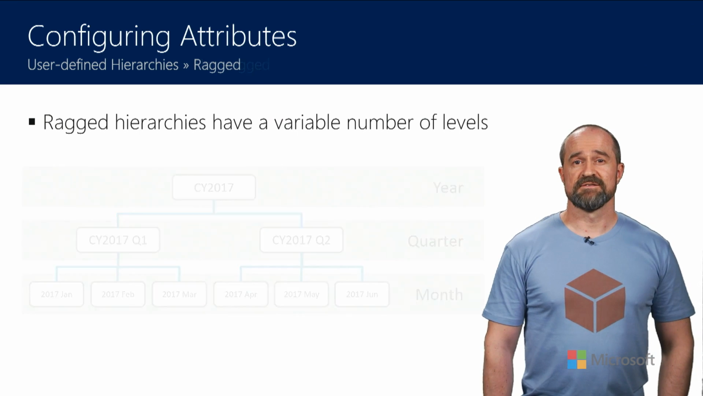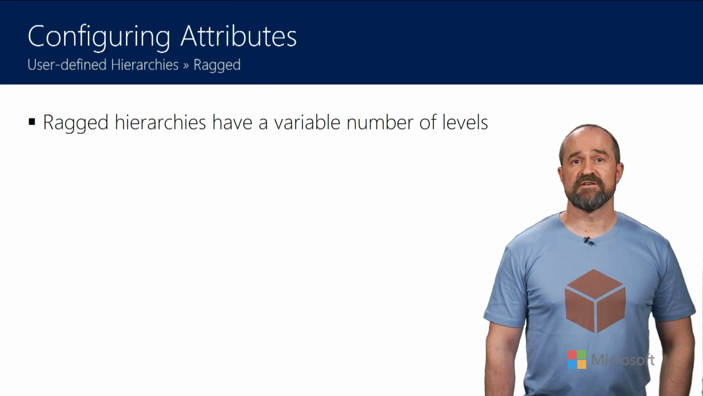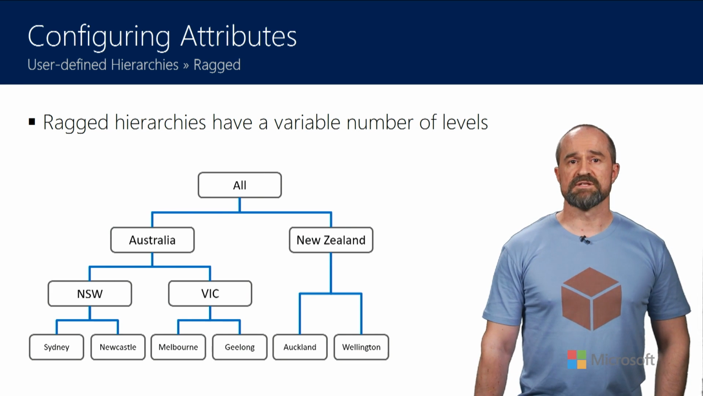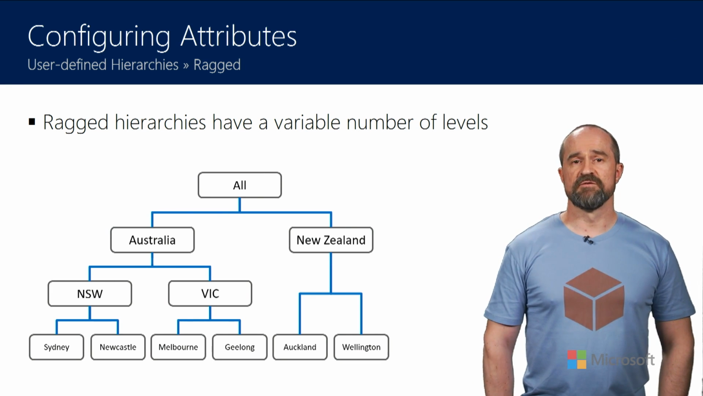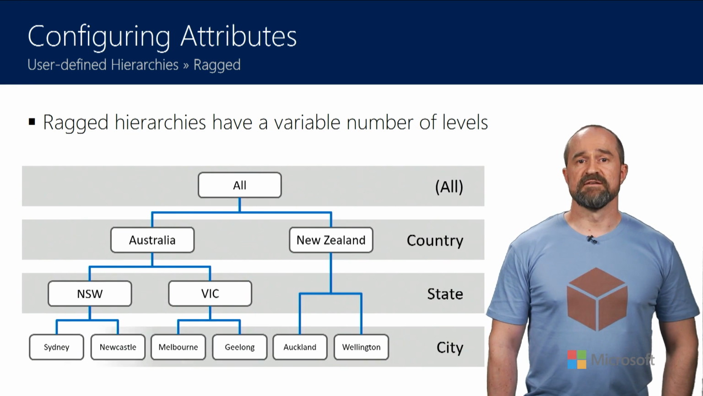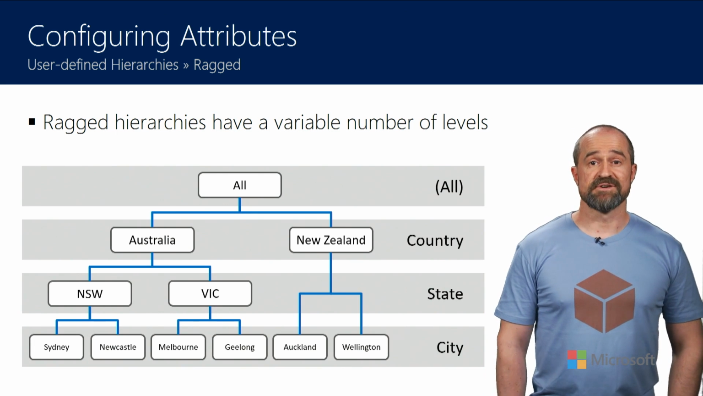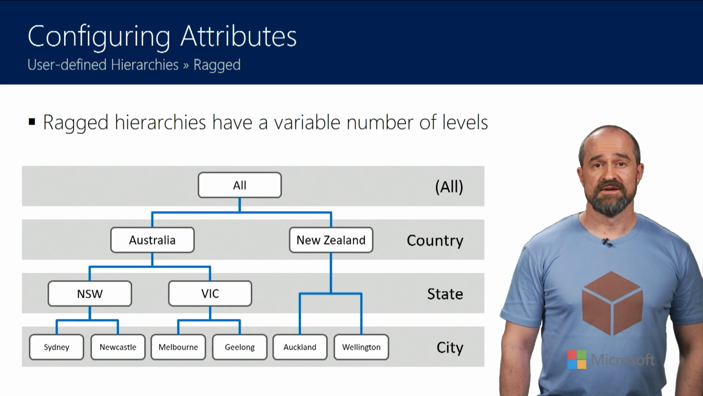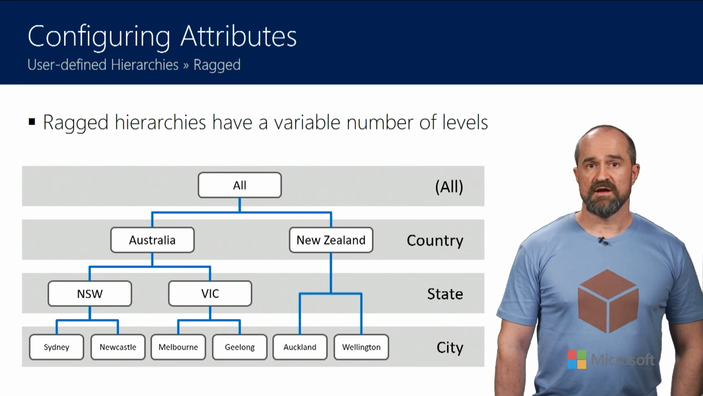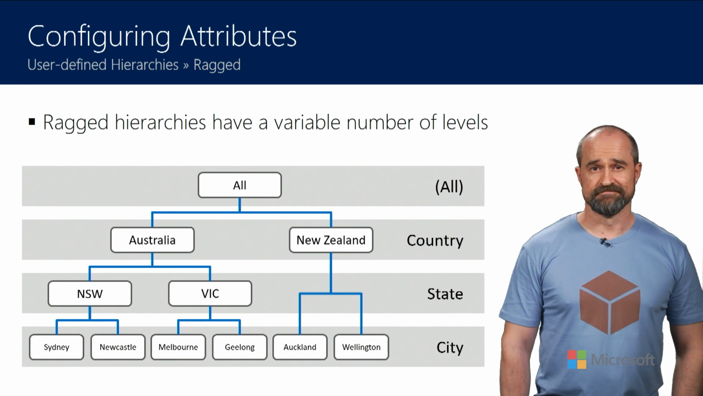Now, in contrast, a ragged hierarchy has a variable number of levels. Let's see an example here that shows that we have the all level at top, and then we have country followed by state, and then followed by city. And what we can see here is that New Zealand, being a smaller country, doesn't have the concept of states. And so in a sense, it skips down to the city level. And so we can see that the cities of Auckland and Wellington have 2 ancestors as opposed to the cities in Australia that have 3 ancestors within the hierarchy.